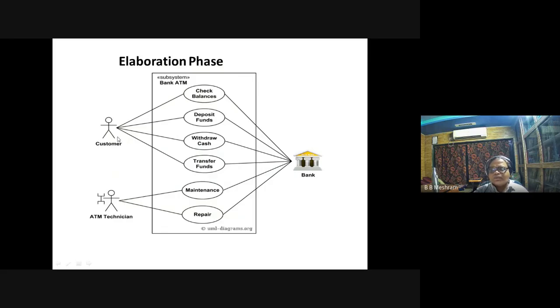When the customer deals with check balance or deposit funds, withdraw cash, transfer funds, all these use cases are executed by the customer, and whenever the customer is executing these use cases, the bank provides the service and helps the customer for the execution of the particular use case. So the customer is linked with the check balance. So this link is known as association.